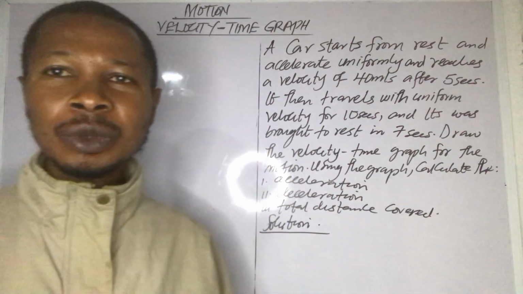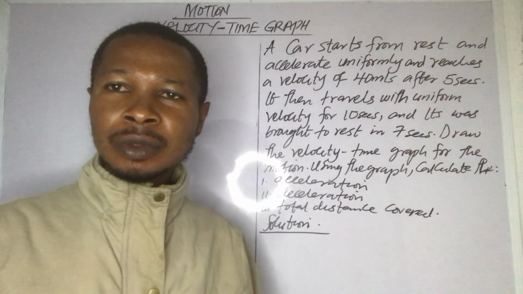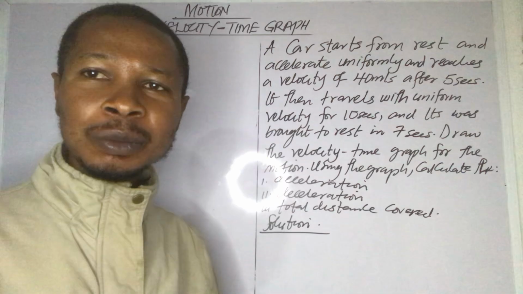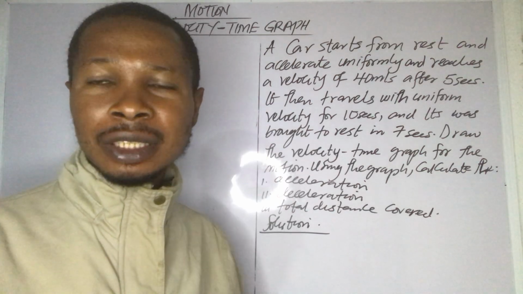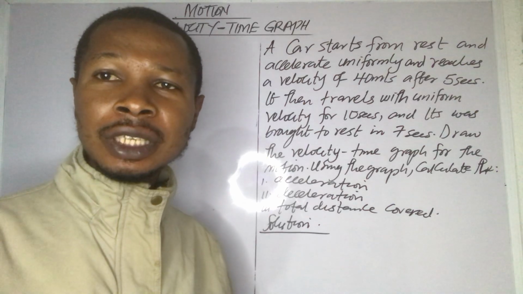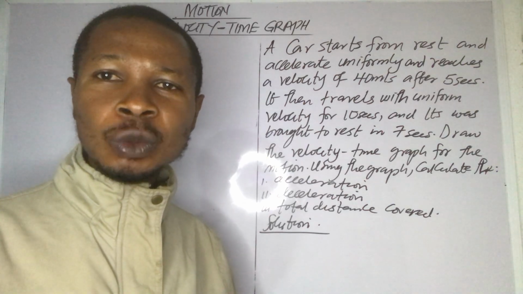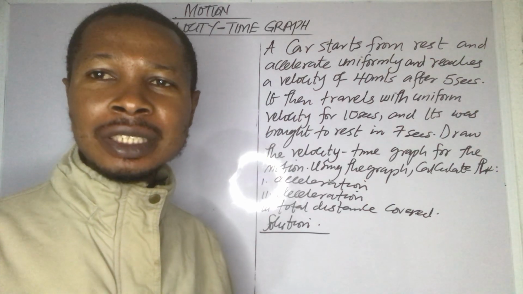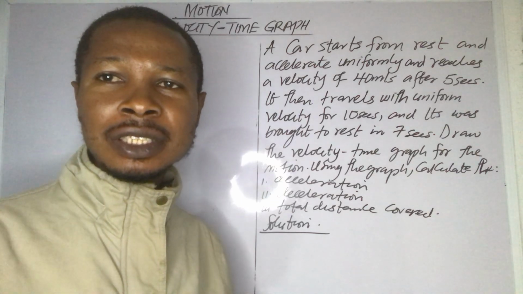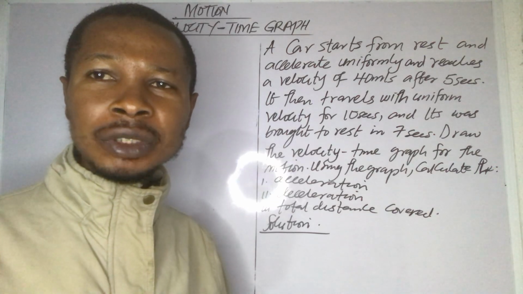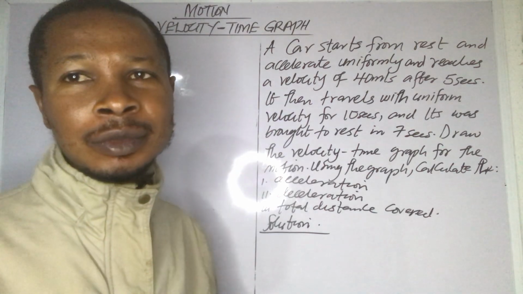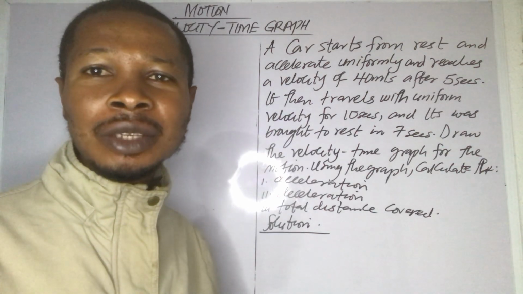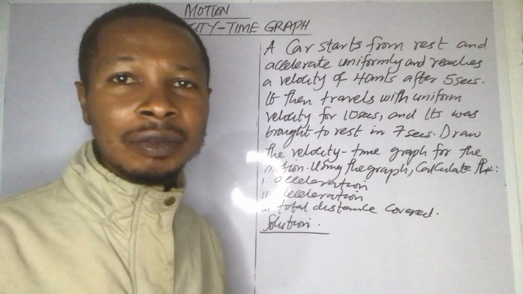In today's lesson, we are looking at motion, and under motion, we are looking at a subtopic we refer to as the velocity time graph. What is a velocity time graph? This is a graph of velocity against time. That is, you are plotting a graph of velocity against time. So let's watch this example as I explain the velocity time graph.